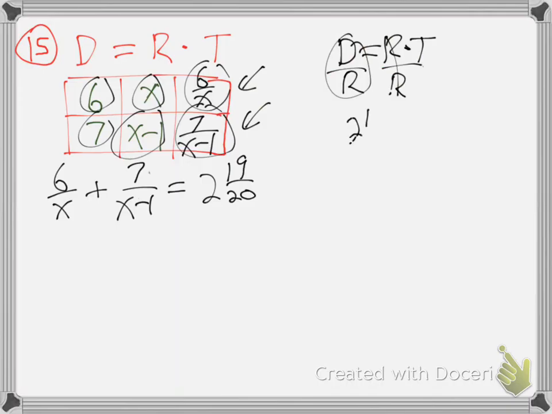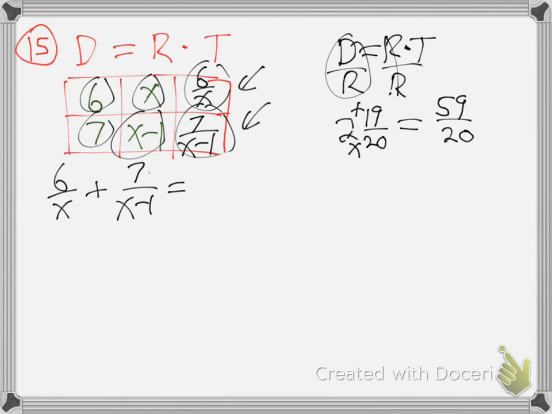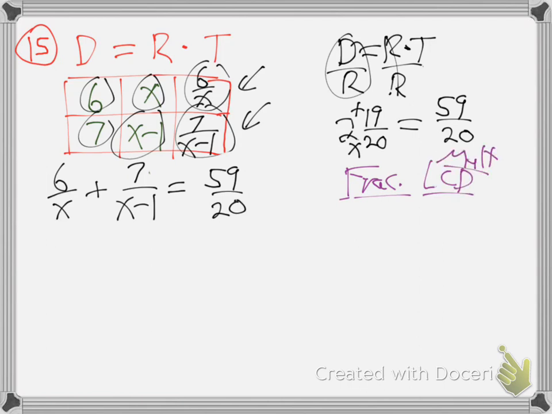Let's change that, though. 2 and 19/20. Remember how to change a mixed number? I'm going to multiply the bottom and add the top. 2 times 20 is 40. Add 19. 59/20. So I'll make this 59/20, like that. Okay. So now I've got a hard equation to solve. So what do you do with fractions? LCD, you multiply by the LCD. What's the LCD?